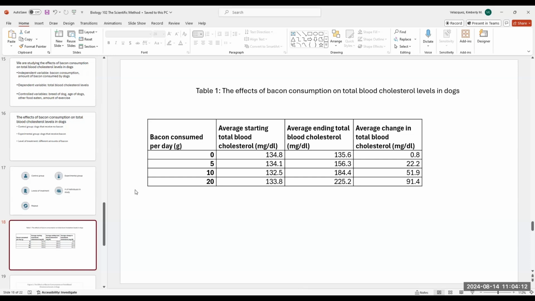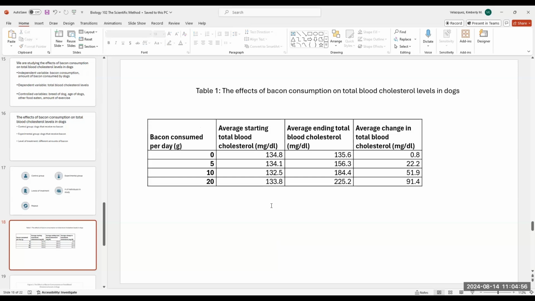Okay, just looking at this data, this doesn't really tell us everything we need to know, but it's important to note this is called Table 1. So then we could reference this by number in discussion of our results. And it's got a title, The Effects of Bacon Consumption on Total Blood Cholesterol Levels in Dogs. So somebody could look at this and they would know what data we're showing here. Each column has not only a title, but units, milligrams per deciliter of blood. That's important as well. You always want to make sure you're including the units so that the reader knows exactly what data they're looking at. Bacon consumed per day, this was in grams.